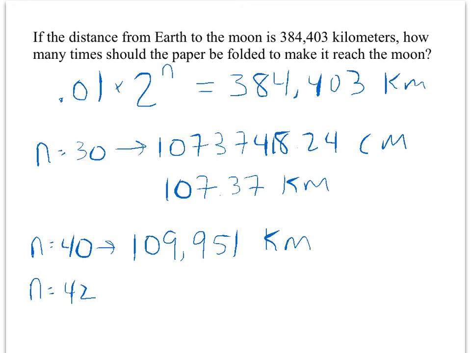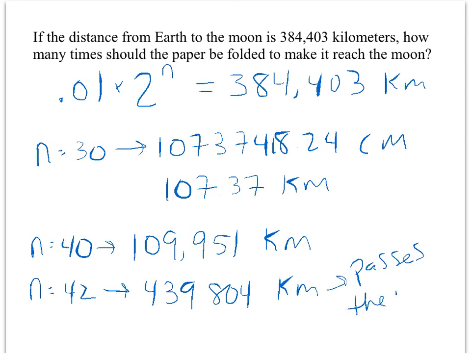0.01 times 2 to the 42. Divide by 100, divide by 1,000 to get into kilometers, and I get 439,804 kilometers, which gets me past the moon. And it only took 42 folds of the paper. Not very many. And it got so thick, we passed the moon. So, again, showing the power of exponential growth and how fast it is.